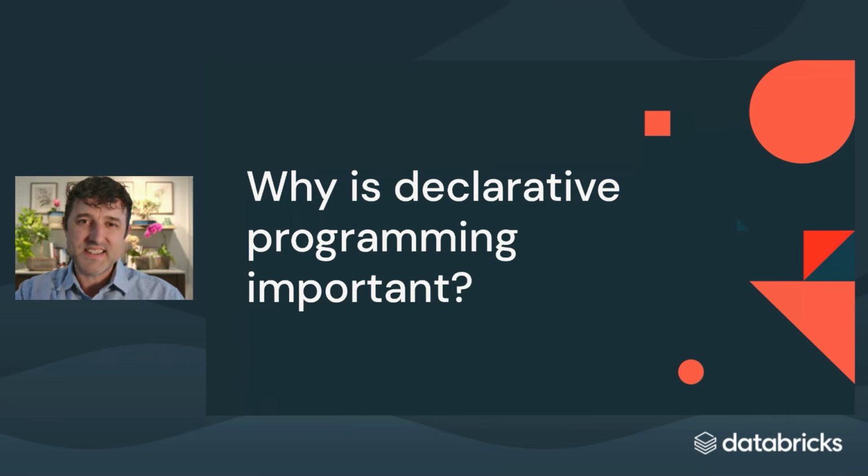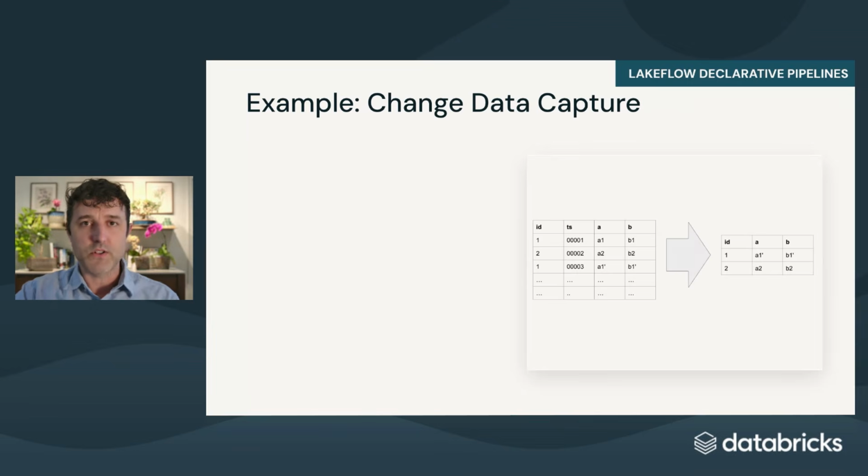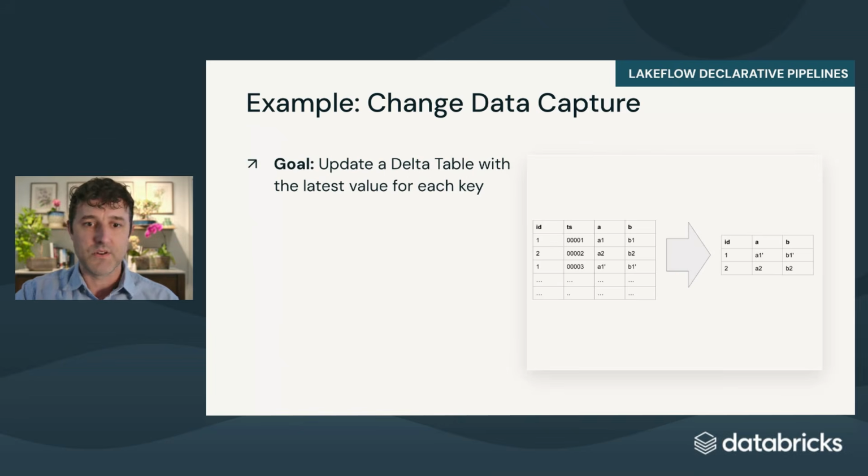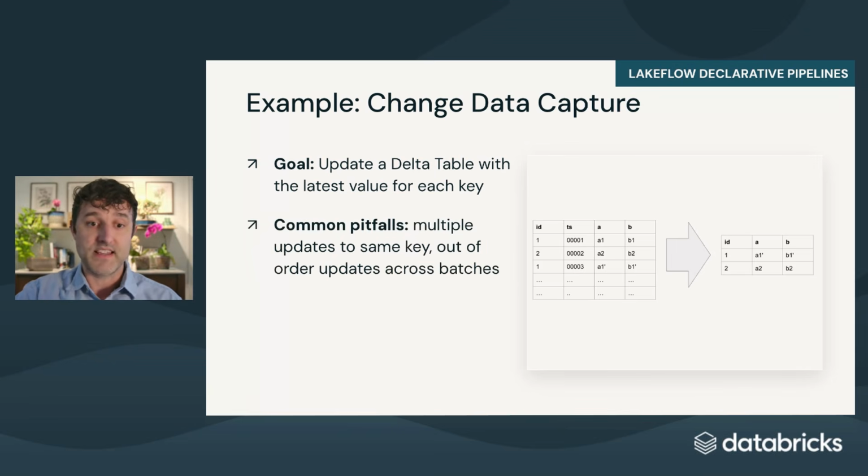Behind this, though, is this key idea of declarative programming, and I want to talk about what makes this idea so important. In order to do that, we're going to look at an example use case that's very common in data engineering called change data capture. The goal sounds really simple. We're going to update a Delta table. We're going to take a change feed from upstream that says how data is changing, and we want to update a Delta table with the latest value for every key.